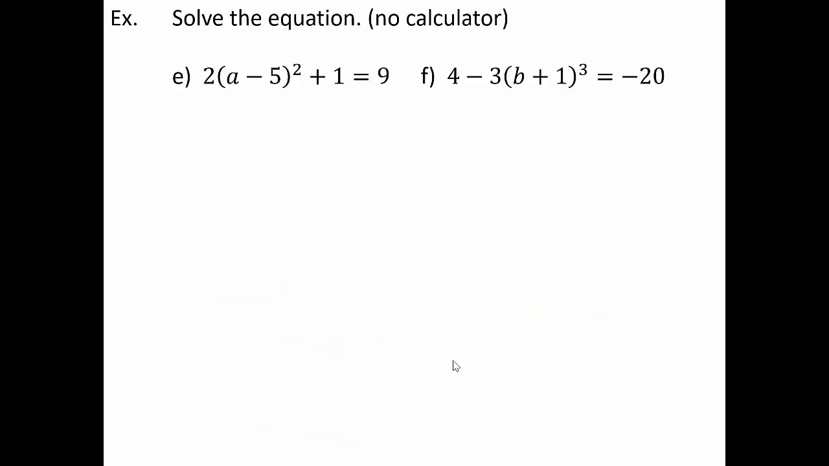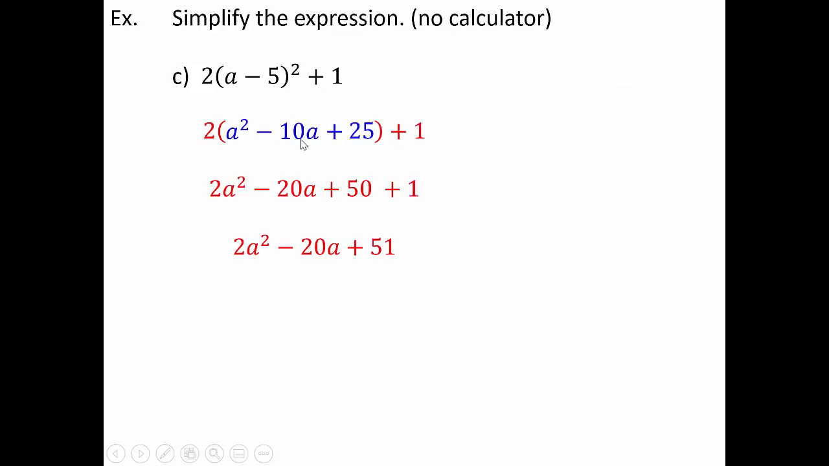All right, here are 2 more for you to try. Pause here, play when you're ready. Now this first one on the left, hopefully you thought was a bit familiar because, hey, we already did this problem. 2 times a minus 5 squared plus 1, we simplified into this expression right here.